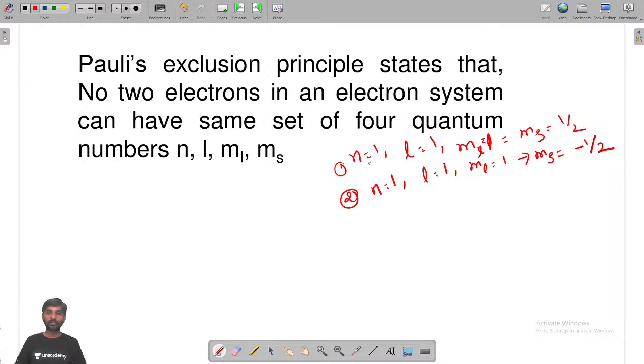If it also has plus 1/2, then there is no difference, right? It represents the same electron. When all four quantum numbers of an electron are the same, then that represents only one electron. So no two electrons in the world, in the electron system, will have the same set of quantum numbers. Right?